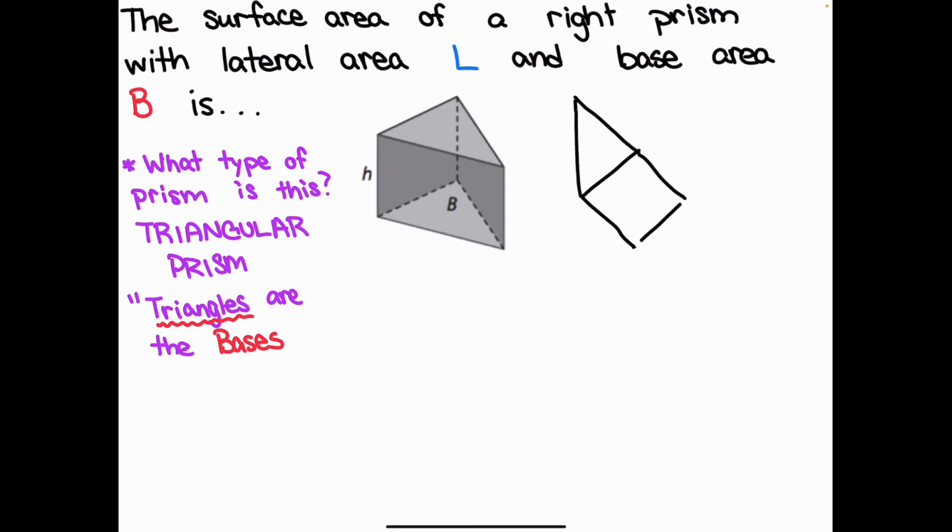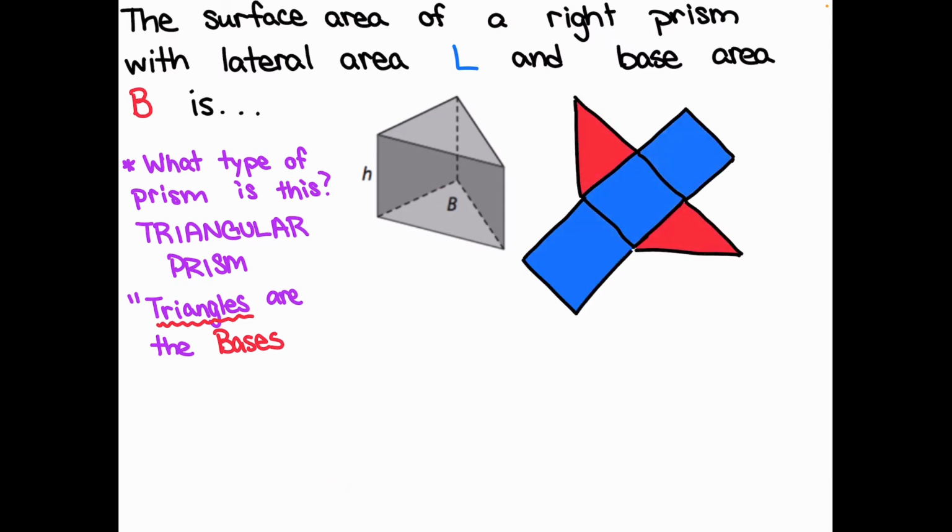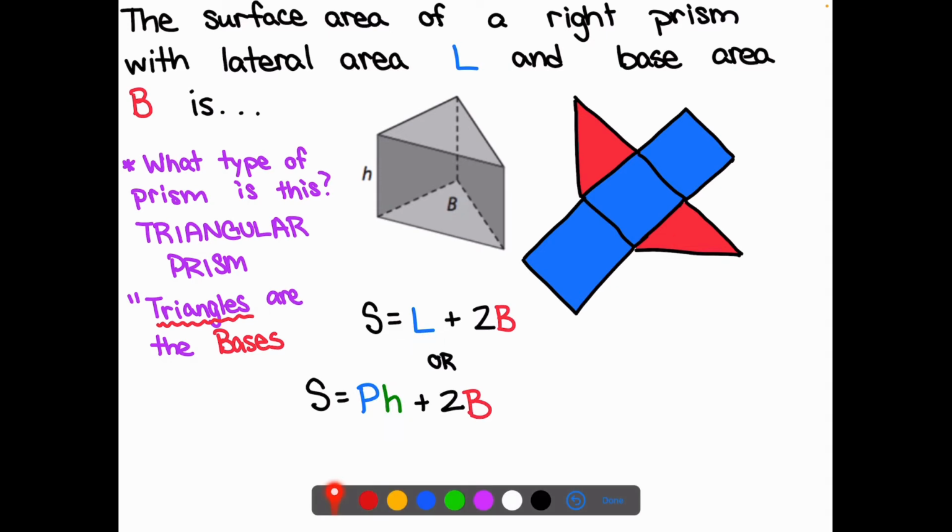What I'm drawing here is the net so that we can really make sense of the lateral area L, which is in blue, and the bases, which are in red, the two triangles. Surface area is equal to the lateral area plus the area of two bases, whatever those may be. If they're triangles, I'd use the area of a triangle. If it's a rectangle, I'd use the area of a rectangle. Pentagon, I'd use the area of a pentagon. So it just depends on what type of shape we're given.